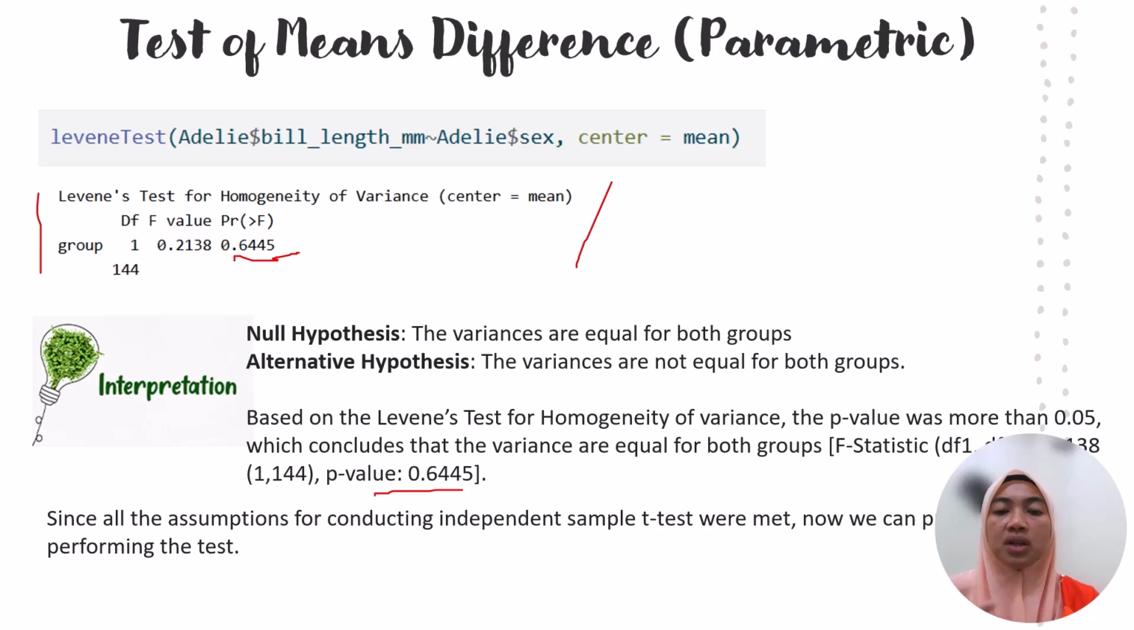Since the assumptions for conducting the independent sample t-test were met, now we can proceed to performing the independent sample t-test. If not met, we cannot proceed with the independent sample t-test.